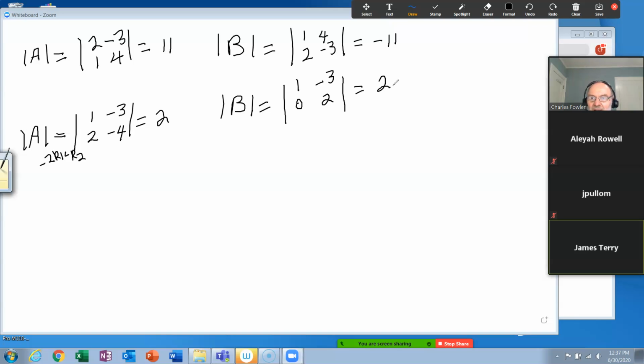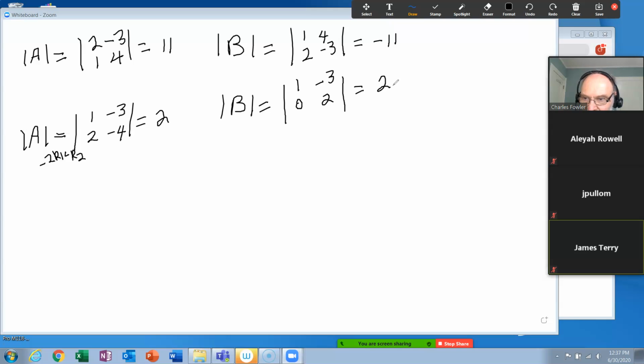Now let's do the determinant of that matrix. 2. Hey, doing that elementary row operation, adding a multiple of one row to another row, did not change the determinant at all. Exchanging two rows negated it. Doing the elementary row operation of adding a multiple of one row to another row did not change the determinant.